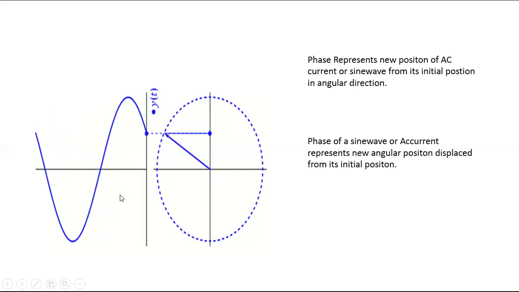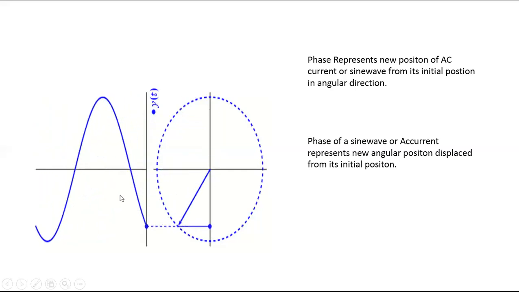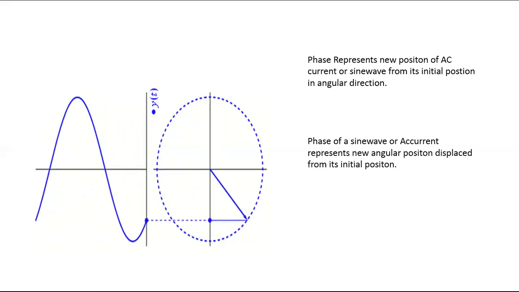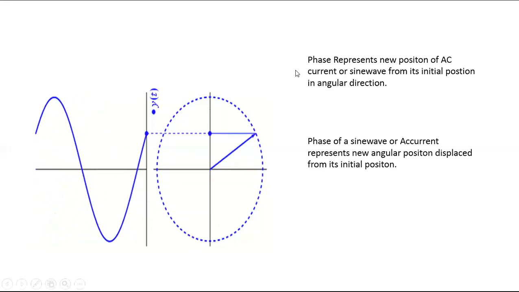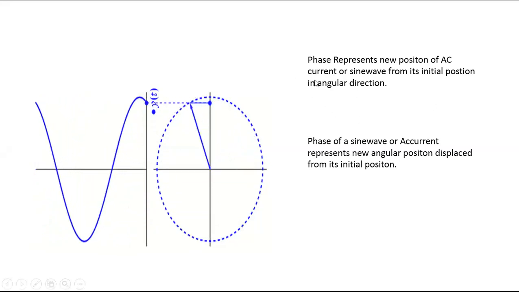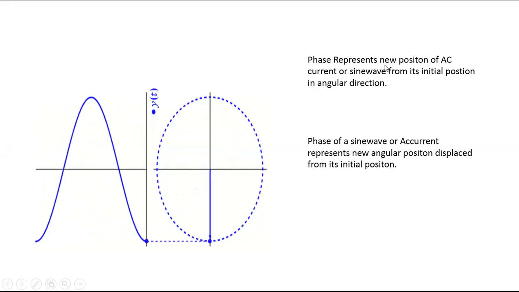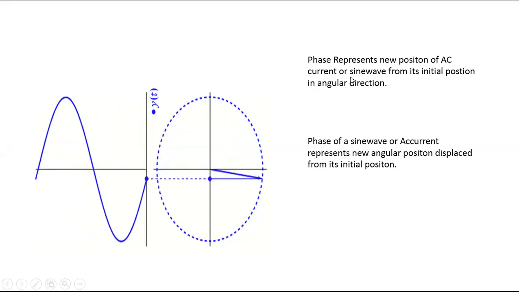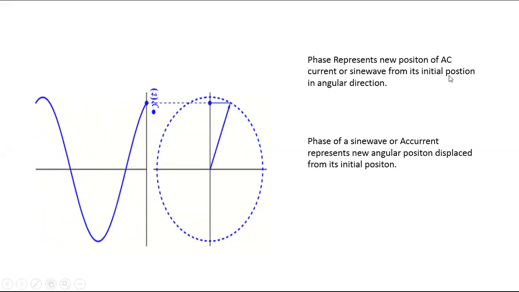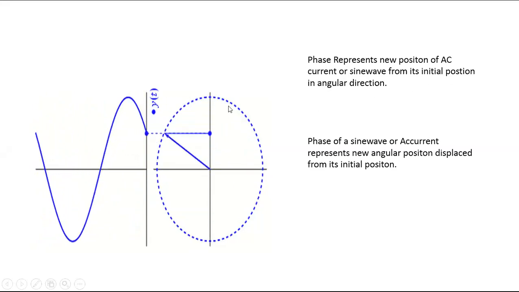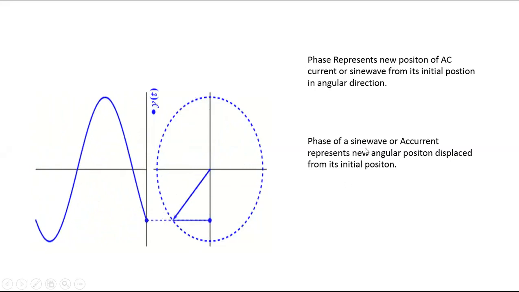So always current is not constant at one place. Current rotates through the wire. Current can even flow in circular direction. That's why when an object is rotating in circular direction, we take it as angular. So phase represents the new position of AC current or sine wave from its initial position in angular direction or in circular direction.